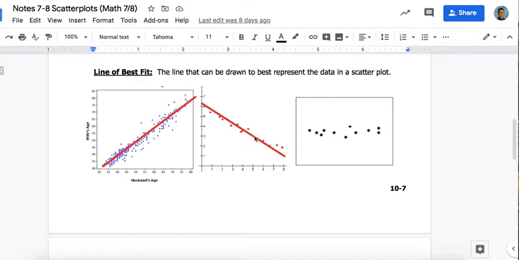And remember, this is a negative correlation here. And then this correlation, remember, this was no correlation, and the line of best fit, let me get the tool here, would go towards the middle of the data here. So there's about the same amount on each side here. Okay.